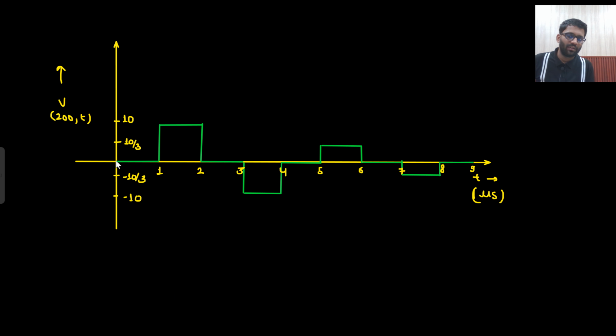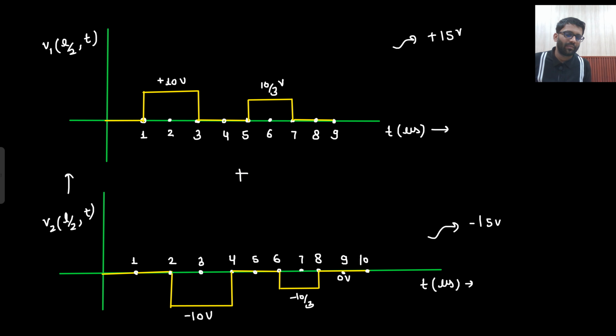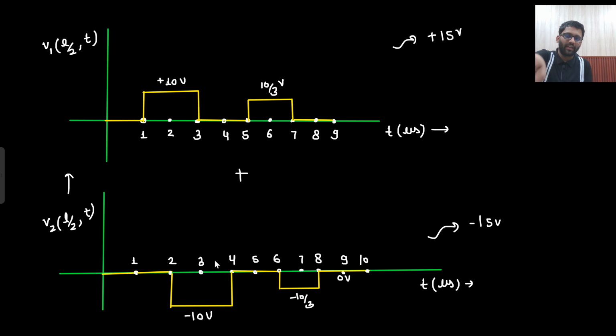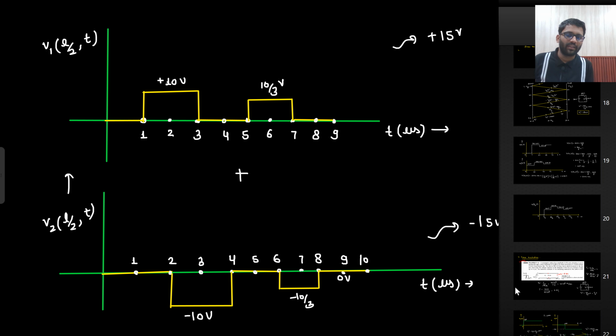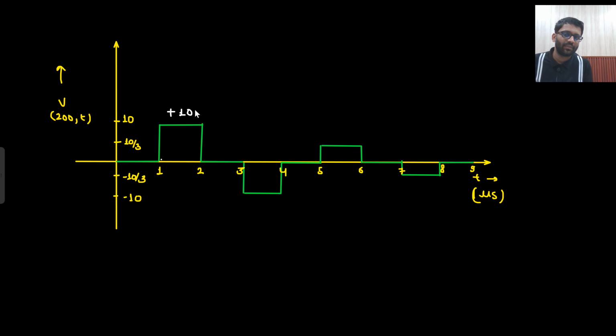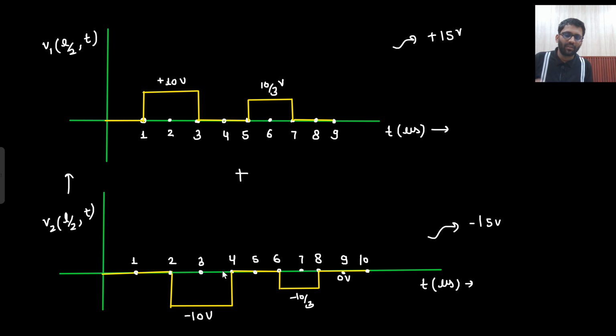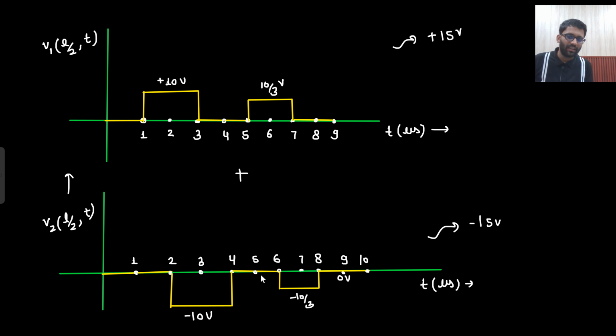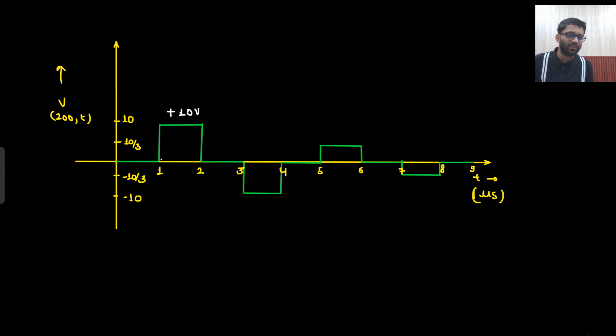So look, 0 to 1, 0. Between 1 to 2, 10 plus 0, 10. Between 2 to 3, 10 plus minus 10, so again 0, right? Then 3 to 4, minus 10 plus 0, so minus 10. 4 to 5, 0 plus 0, so 4 to 5, 0. Then 5 to 6, 10 by 3 and 0, so 10 by 3 plus 0 is plus 10 by 3 volt.